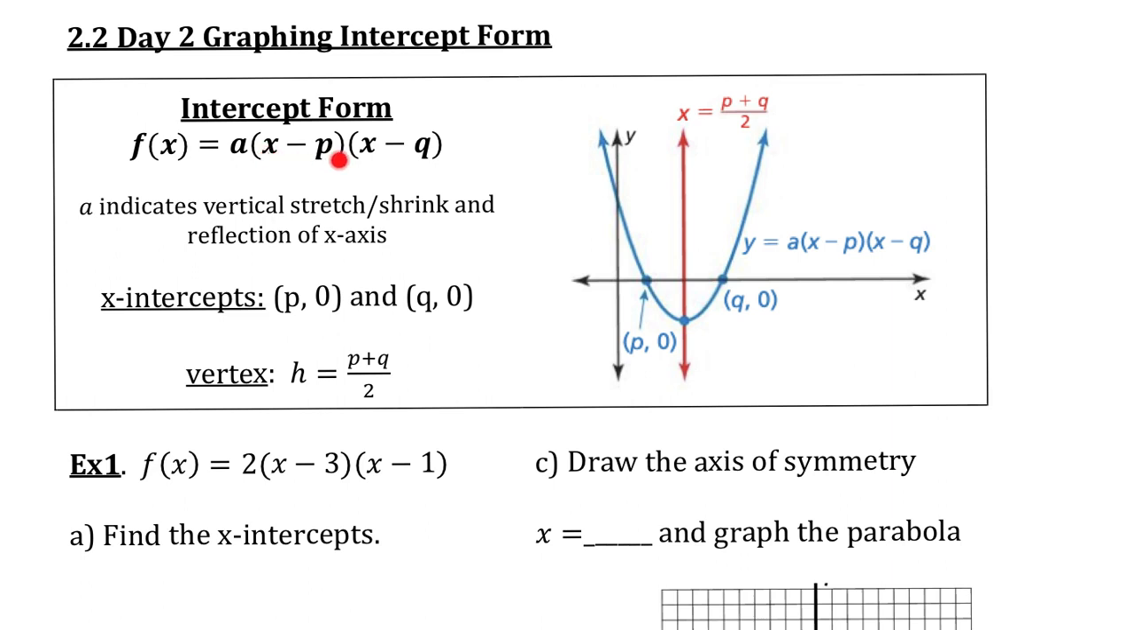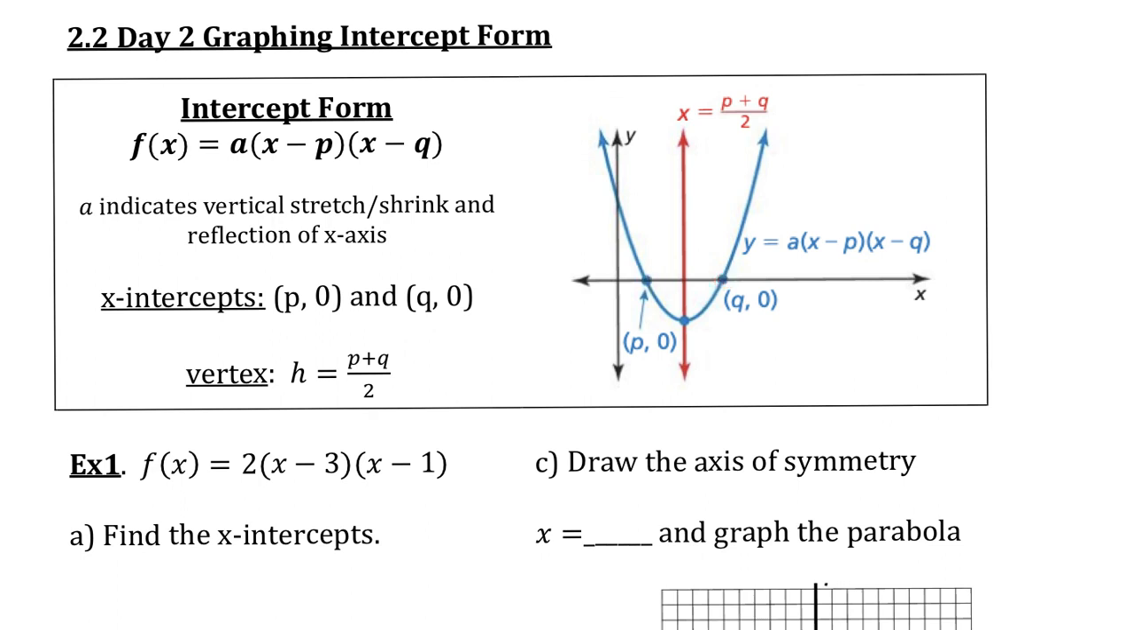Okay, now if it's in this format and you want to solve for the x-intercepts, you set this equal to 0, and then if you solve this, you add p over. So (p, 0) is an intercept. And if I add q here, I get (q, 0) as an intercept. So you can get the intercepts really quickly. If you graph it, you have an intercept and an intercept.